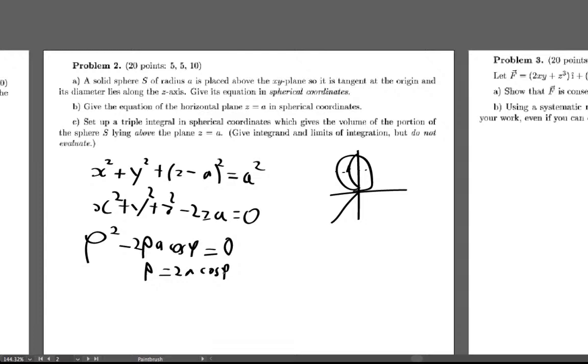Okay, give the equation of the horizontal plane z equals a in spherical coordinates. So how would you write z equals a in spherical coordinates? Well, you have already figured out that z is rho cosine psi. So you know that rho cosine psi equals a. Therefore rho equals a secant psi. See, it is pretty simple.